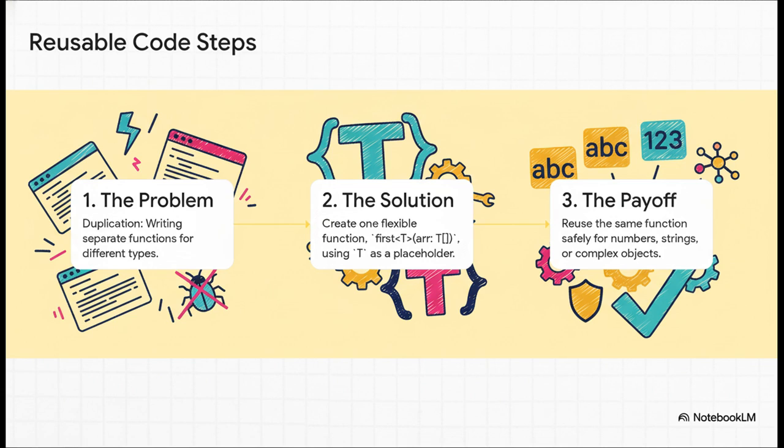You write a function to get the first item from an array of numbers. Cool. Then you need one for strings. So you copy, you paste, you change the type. That's duplication, and it's not great.